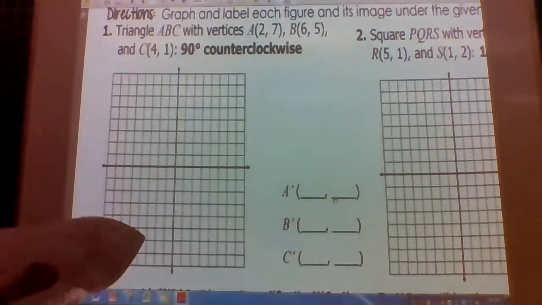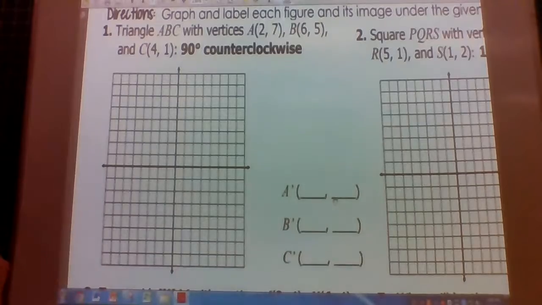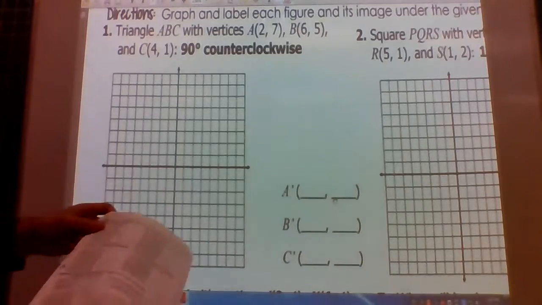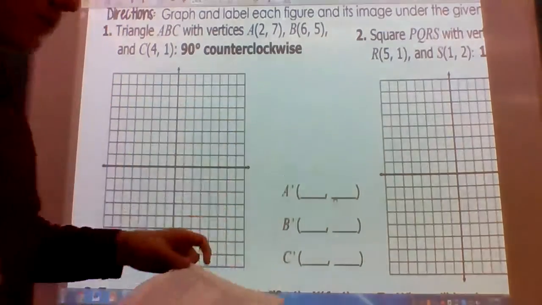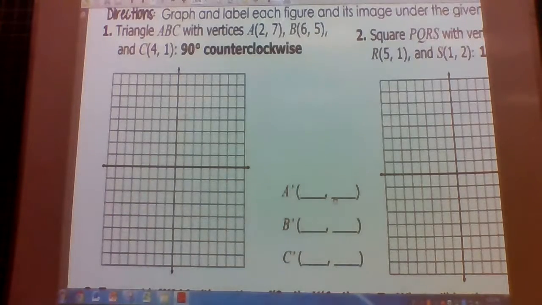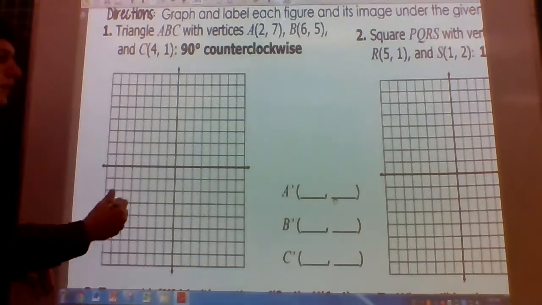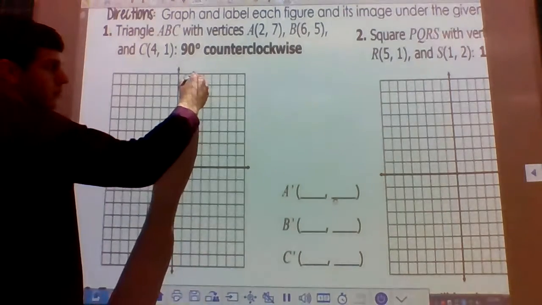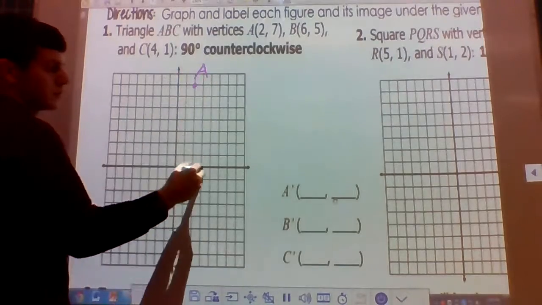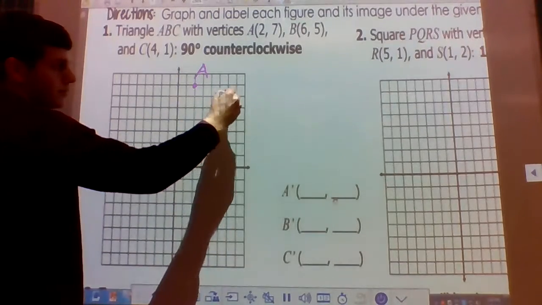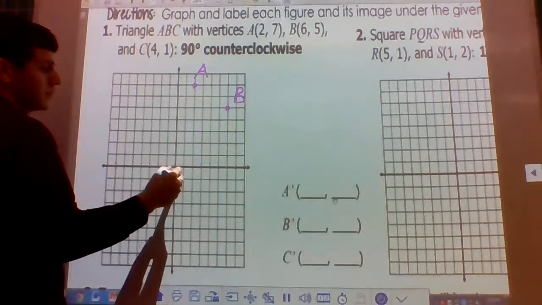Okay, this is the practice problems in our packet for rotation. Okay, 6 problems here. So the first one is a 90 degrees counterclockwise rotation. So the first thing we want to do is graph our original points. So A was 2, 7. B was 6, 5. And C is 4, 1.